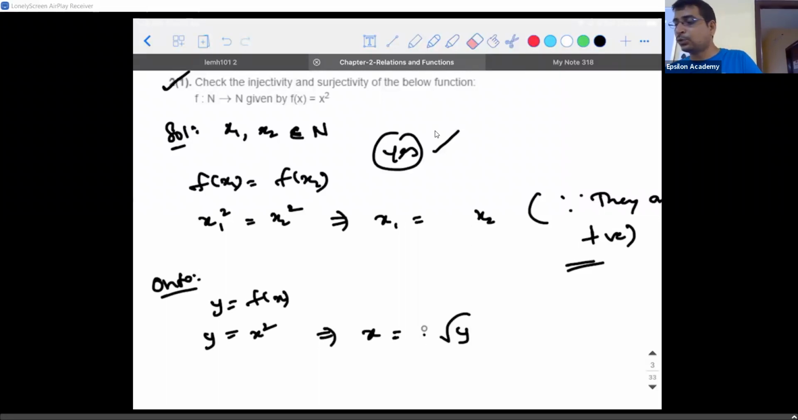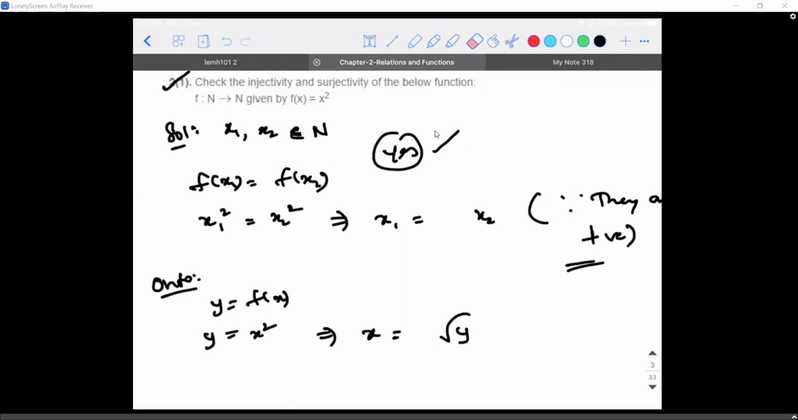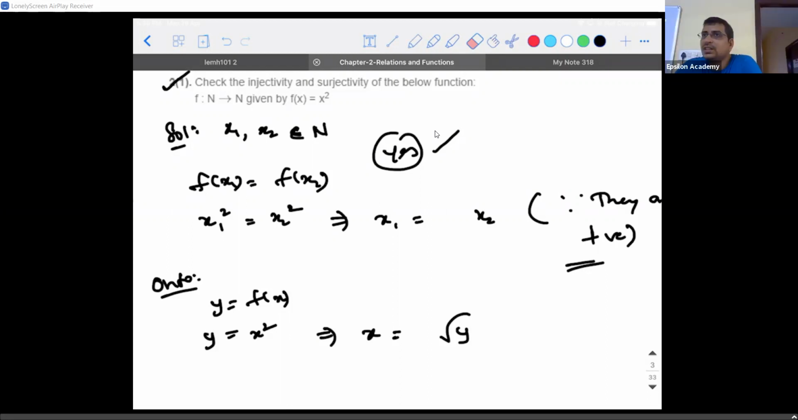Now what are we supposed to do? x is written in terms of y. Now you take the elements from set y, that is the second set. Say elements of set y are natural numbers. If you substitute a natural number, then the output should also be a natural number for it to be onto. But the square root of a natural number need not be a natural number. Hence it is not an onto function. The surjectivity test fails, whereas the injectivity test is true.